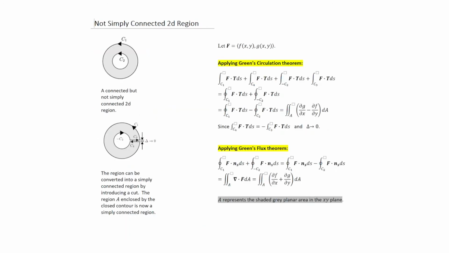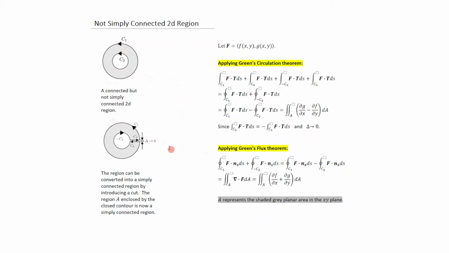All right, so now let's look at a not simply connected 2D region, and we want to figure out how we make this amenable to the use of Green's circulation theorem or Green's flux theorem. So this, as I said, is a connected but not simply connected 2D region. What we've drawn here are contour 1 for the outside and contour 2 for the inside. These are just directions I've chosen to be both counterclockwise. So how are we going to create a contour that encloses the region shaded in gray?